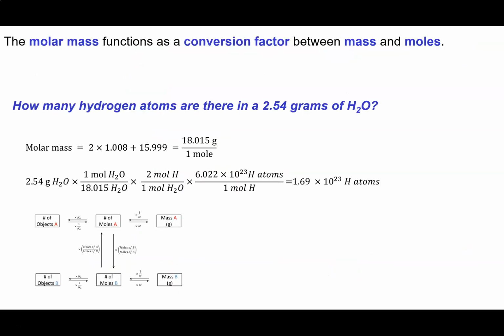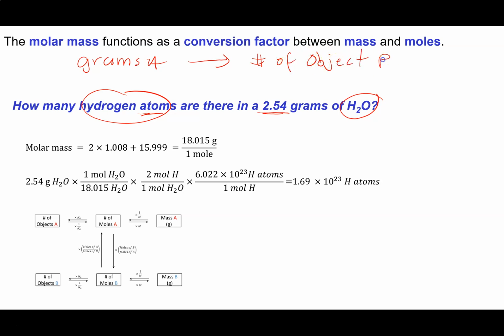So let's have a look at a problem here. In this case, what we're going to do is calculate the number of hydrogen atoms in 2.54 grams of water. So water is substance A and hydrogen atoms are substance B. So you could consider this as being grams of A going all the way through to a number of object B.